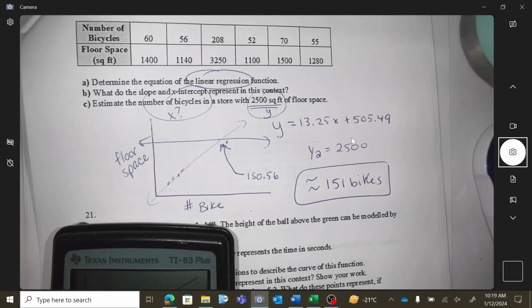Okay, so you're trying to estimate a number of bikes, so then you can do a rounding number on that one. Okay, everyone was good with the buttons?